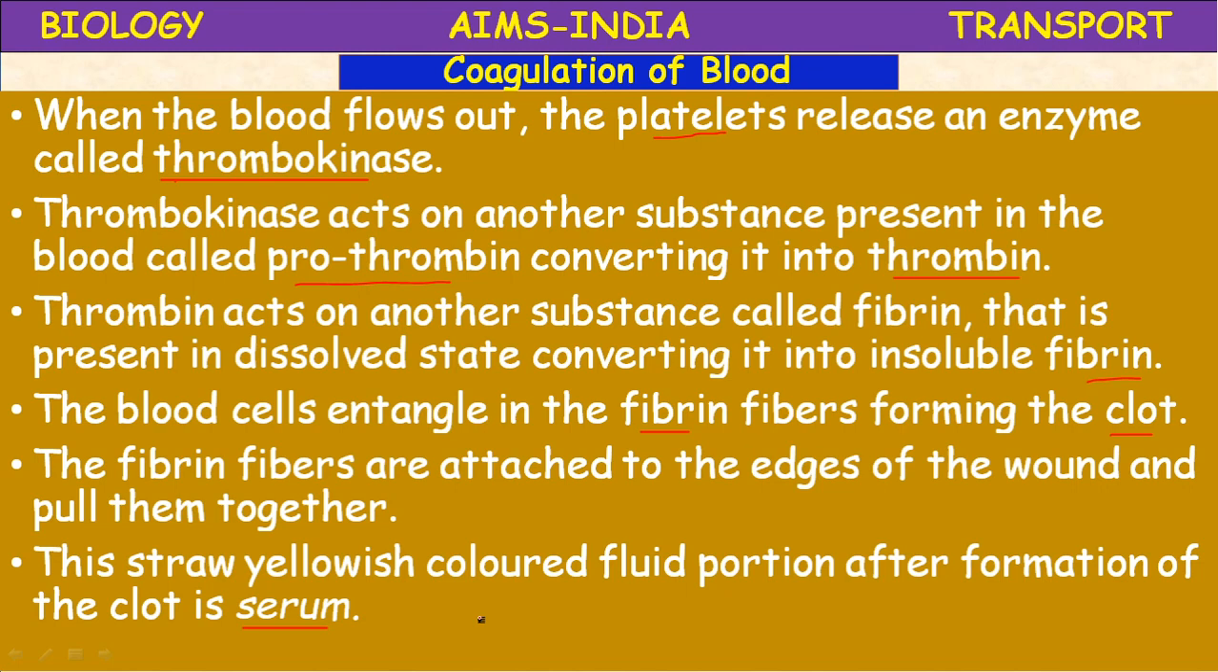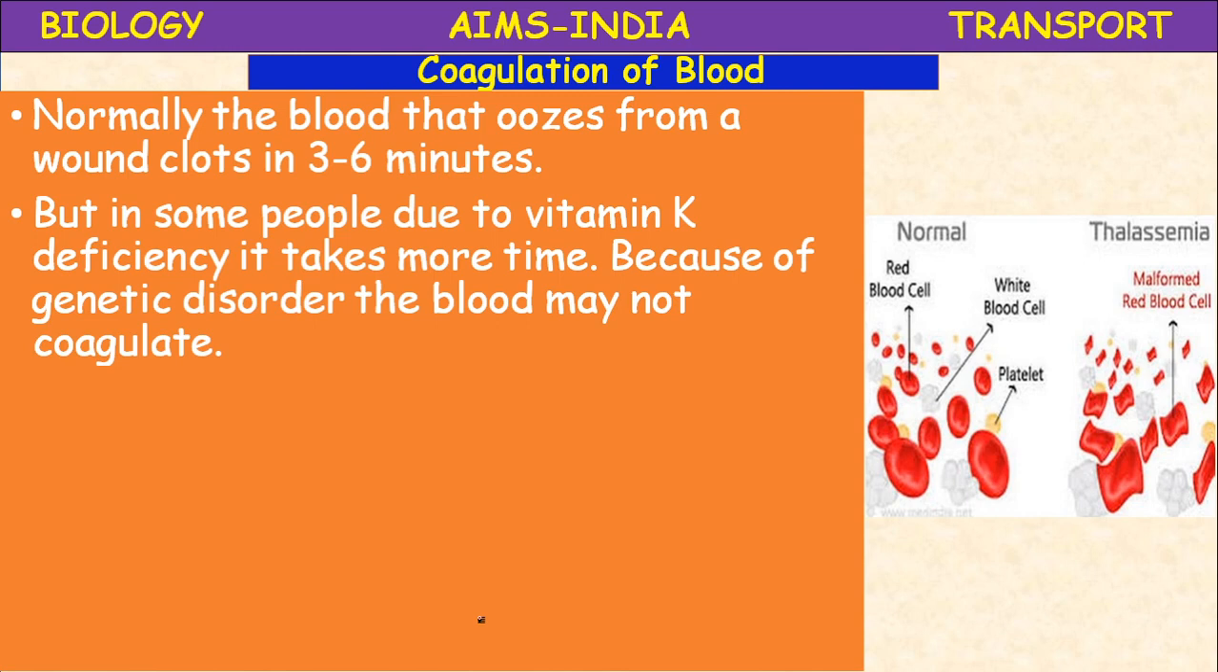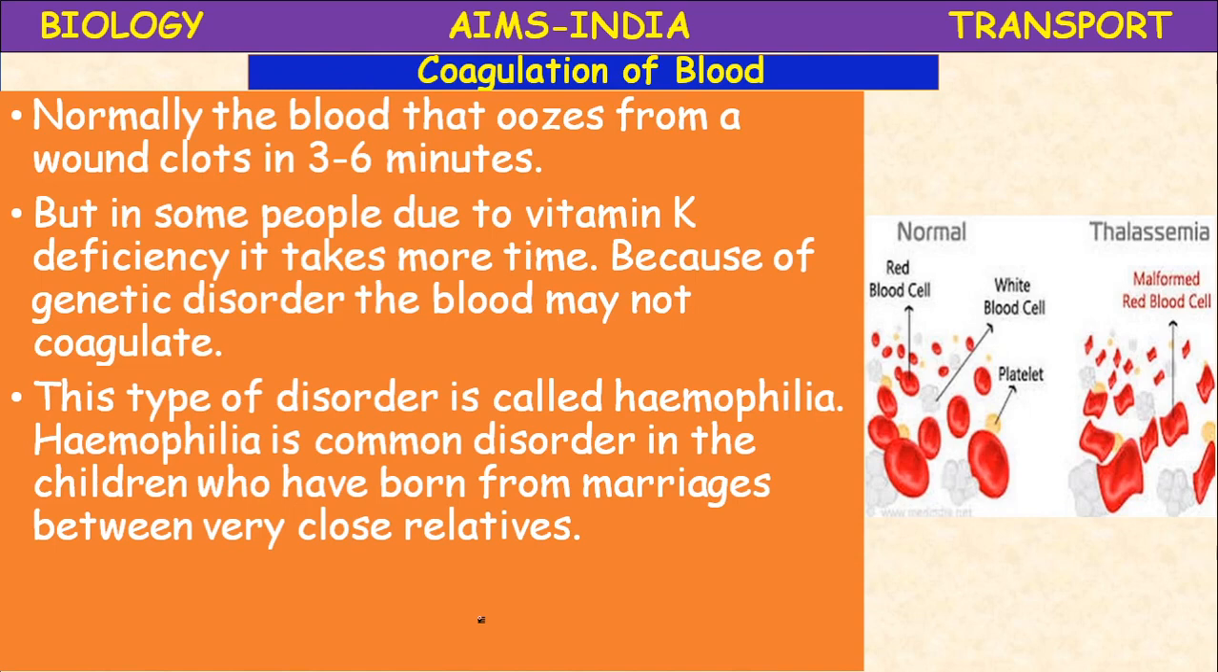Normally the blood that oozes out from the wound has to clot in 3 to 6 minutes, but in some people, due to vitamin K deficiency, it takes more time because of a genetic disorder. That blood may not coagulate. Some diseases like thalassemia and hemophilia are diseases in which blood coagulation does not occur normally. This type of disorder is called hemophilia.